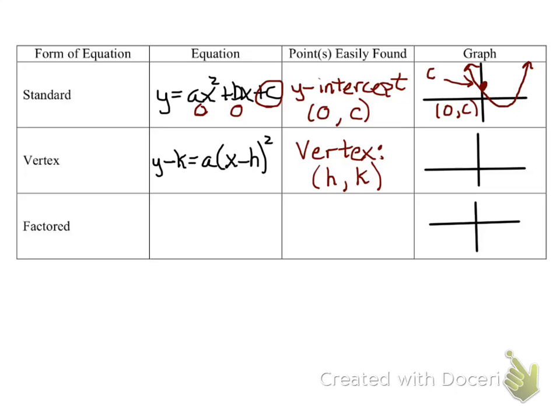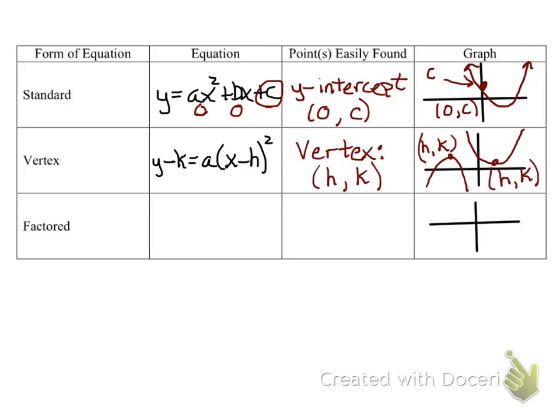The number subtracted from the x is the x-coordinate of the vertex. The number subtracted from the y is the y-coordinate. So when we look at a graph for that one, what we know is that this point right here at the bottom is the vertex (h, k). Or it could be that your parabola is upside down, in which case your (h, k) is the maximum, the peak.